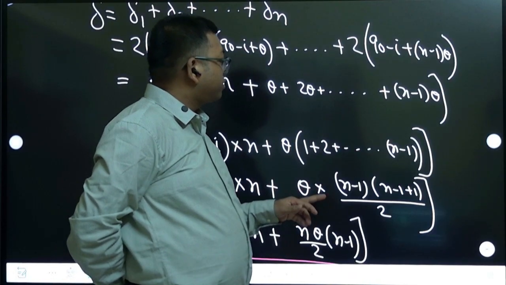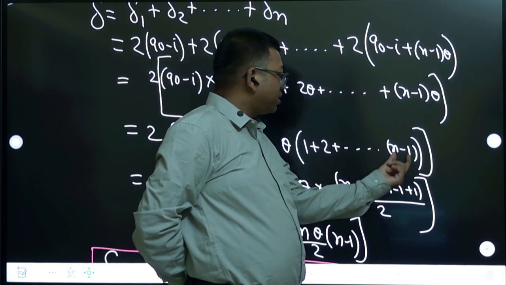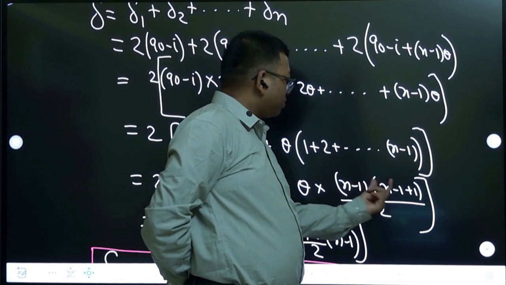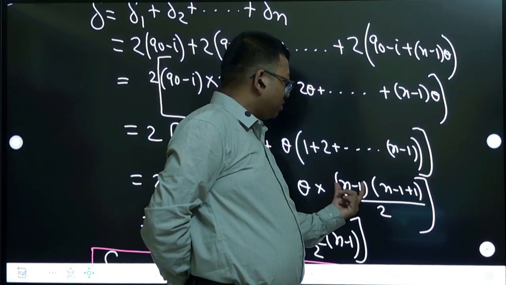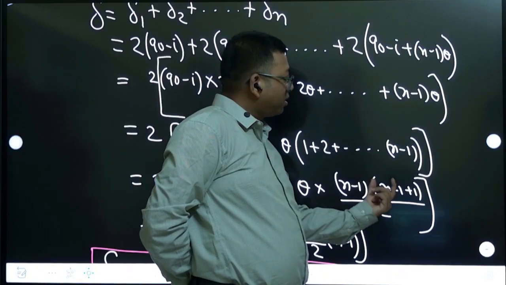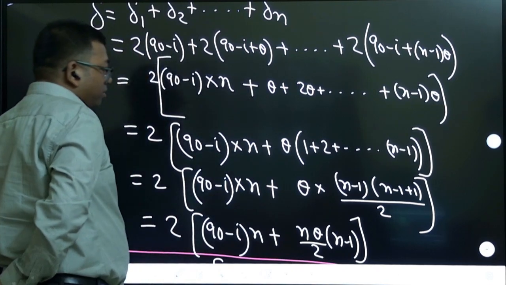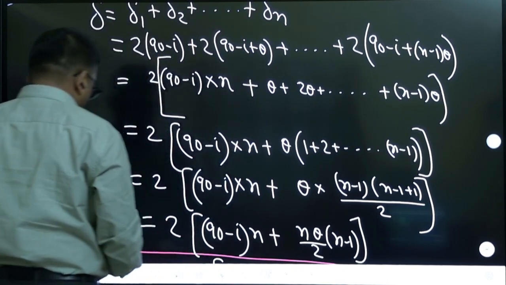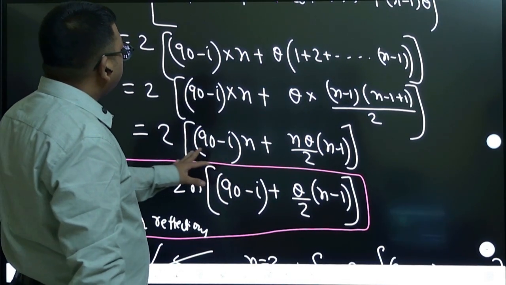N into n plus 1 by 2. So n is here n minus 1, it is going from 1 to n minus 1. So this is n into n plus 1 by 2. Correct only now. This is number of turns is n minus 1 here. So number of turns is n minus 1 and plus 1 by 2. Here n by 2 factor was coming. So n by 2 theta n minus 1. Right?